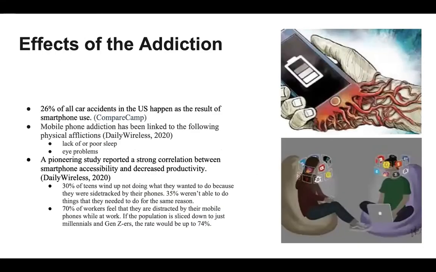However, screen addiction is harmful. Not only is it harmful to one's body, it can also reduce one's efficiency. Looking at screens at night can lead to sleep problems because the blue light in screens suppresses melatonin, and prolonged viewing of screens can also lead to eye problems, such as myopia. According to statistics, 26% of car accidents are caused by people looking at screens while walking. 35% of people fail to do what they want to do because their phones distract them, and 70% of workers feel distracted by their phones.